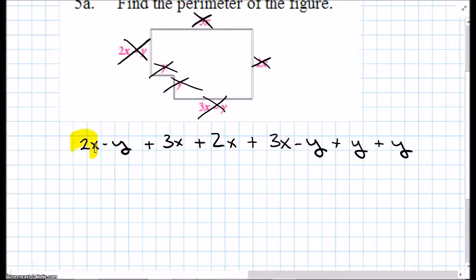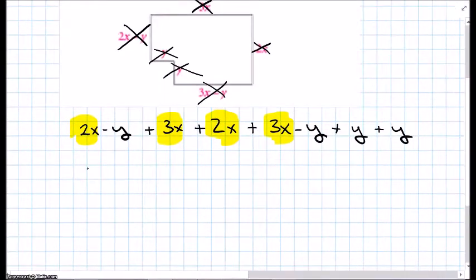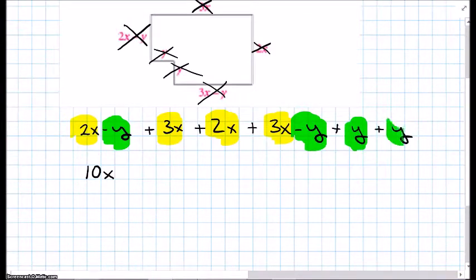So I've got a positive 2x, a positive 3x, a positive 2x, a positive 3x. So that's 1, 2, 3, 4, 5, 6, 7, 8, 9, 10. So I have 10x. Okay, let's do our y's. Got a negative y, a negative y, so that's negative 2, a positive y, and a positive y. So lo and behold, they're going to cancel out. So my answer for perimeter is nothing more than 10x.